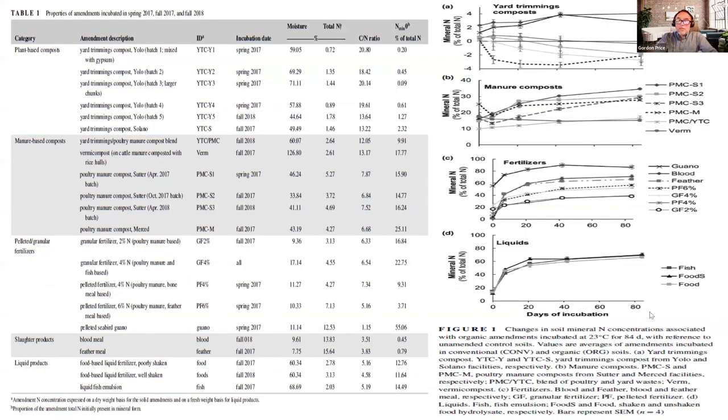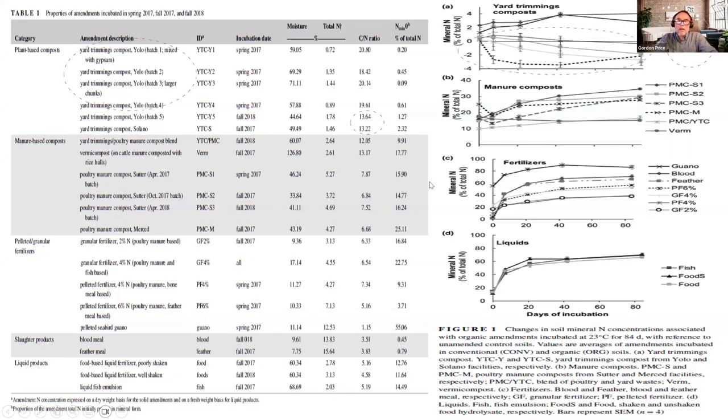In this particular busy table and figure, and I apologize, I didn't mean it to be this busy, I wanted to identify plant-based composts, manure-based composts versus pelletized or granular fertilizers, and then some liquid products. The mineralization, or the amount of nitrogen and when it becomes available, is illustrated on the figure on the right hand side.